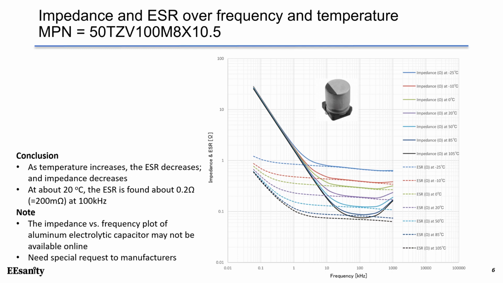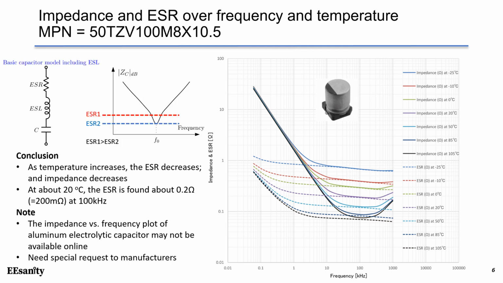This figure demonstrates the impedance curve and ESR curve over frequency range at different temperatures, from minus 25 degrees C all the way up to 105 degrees C. From previous lectures, we understand the basic capacitor model, including the ESR and ESL. For higher ESR, we can see the impedance flatten out at the resonant frequency. In this illustration, we have ESR1 and ESR2. ESR1 is larger than ESR2.